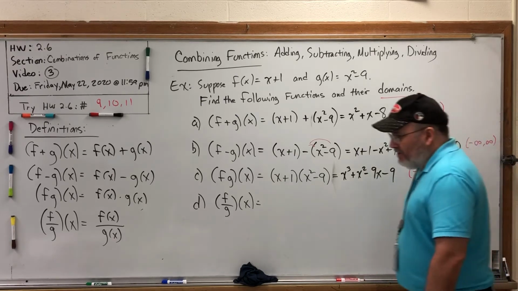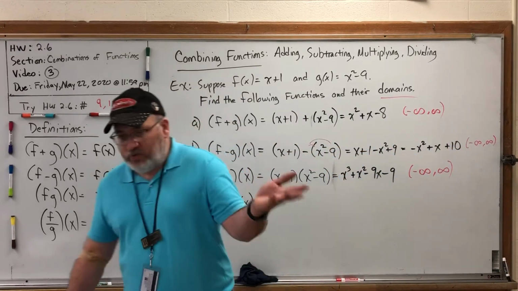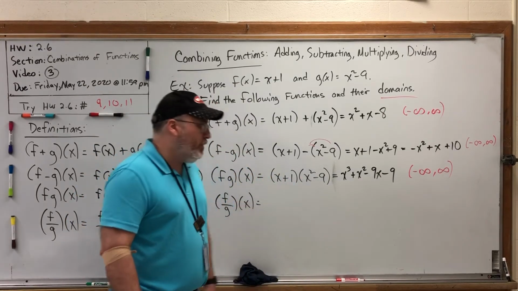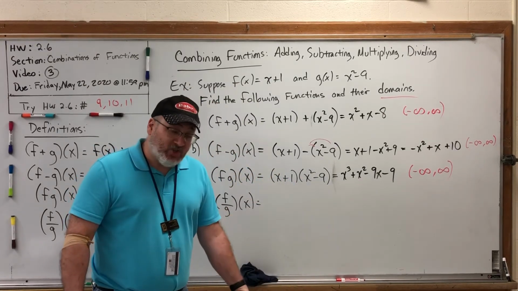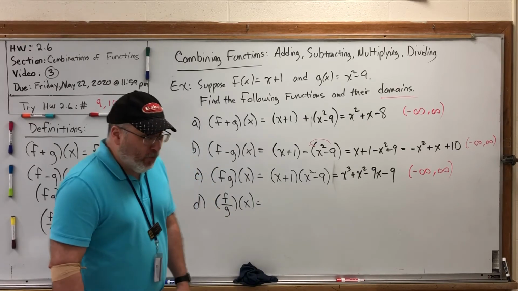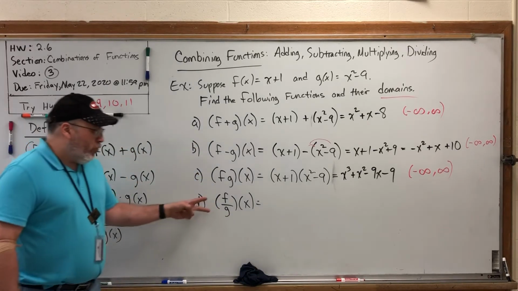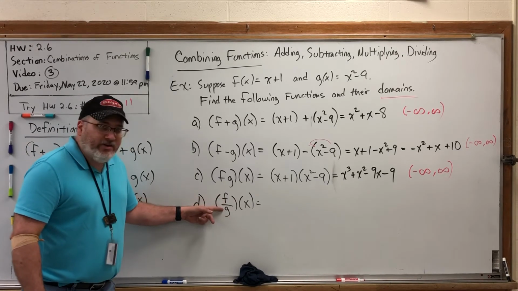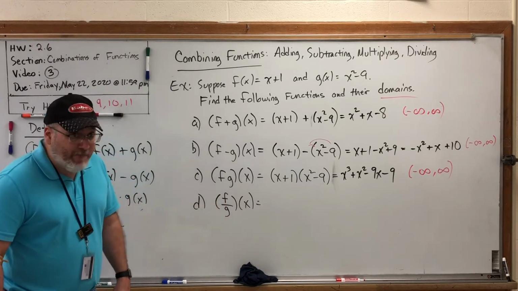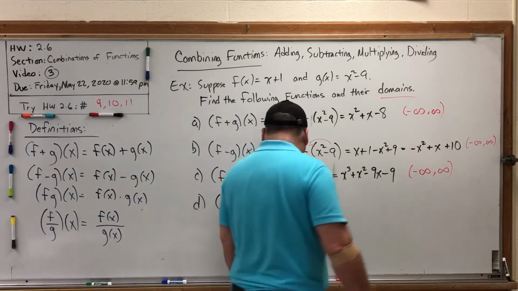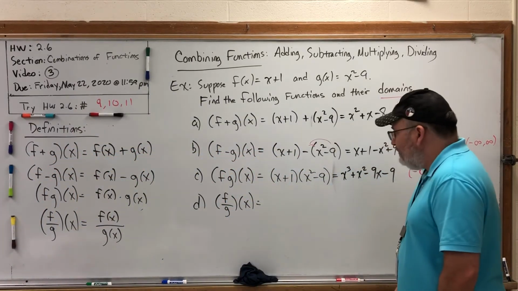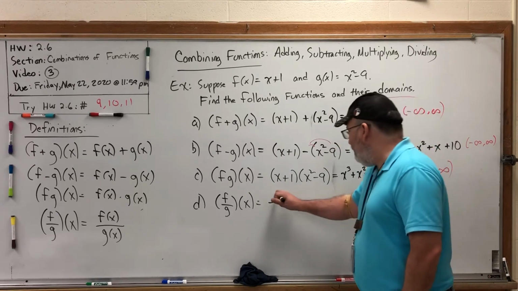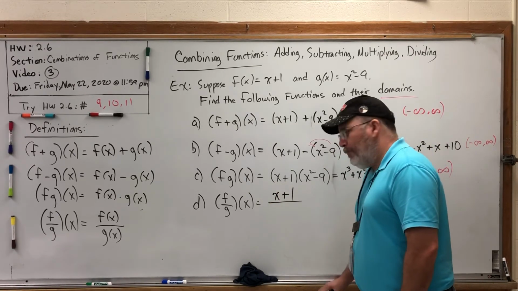Now, you might be thinking, I get it, the domain on the first one is going to be the domain for the second one, which is going to be the domain for the third one, which is not necessarily the domain of the fourth one. Why? We're about to create a fraction where there wasn't one. So we're going to create a denominator that we have to be on the lookout for when finding the domain. So, how do you divide two functions? This one's easy. You put the top one on top, and the bottom one on the bottom.